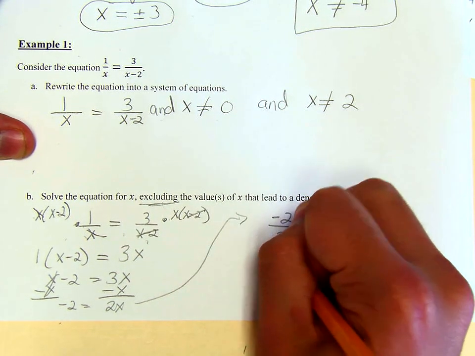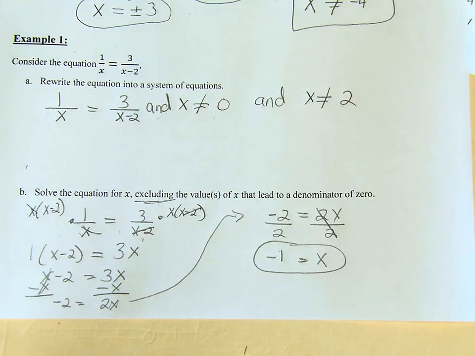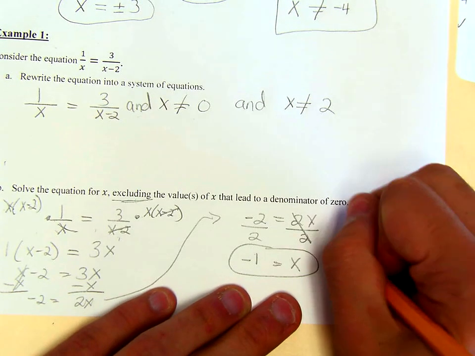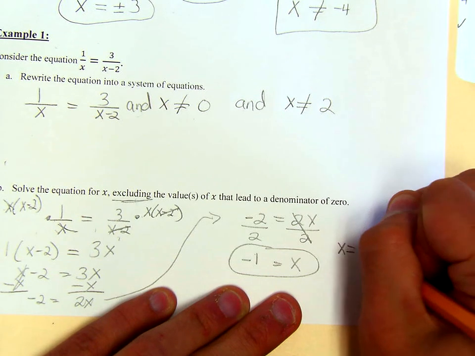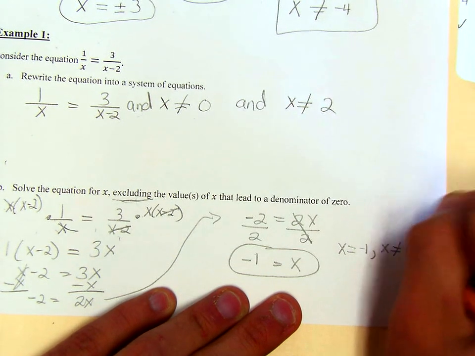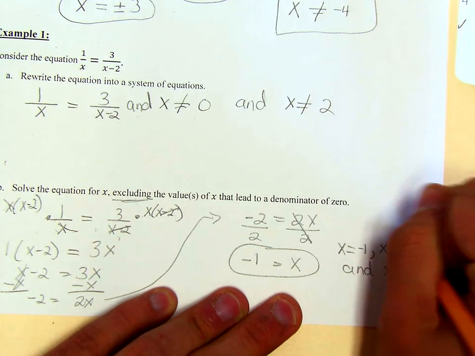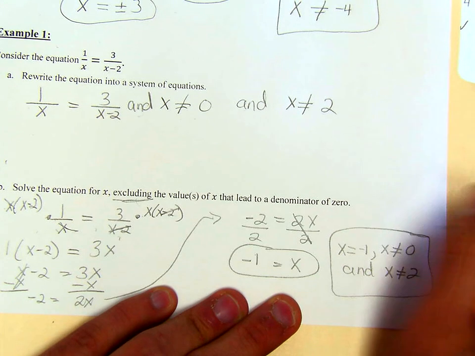So if we look at this, we want to write our solution. So x can equal negative 1, and x is not equal to 0, and x is not equal to 2. So this is our solution. Okay? So let's move on to the next one.